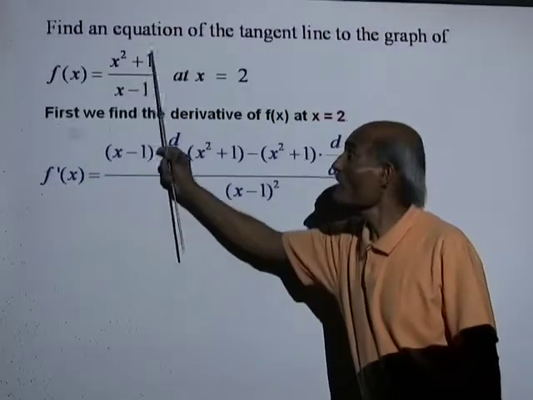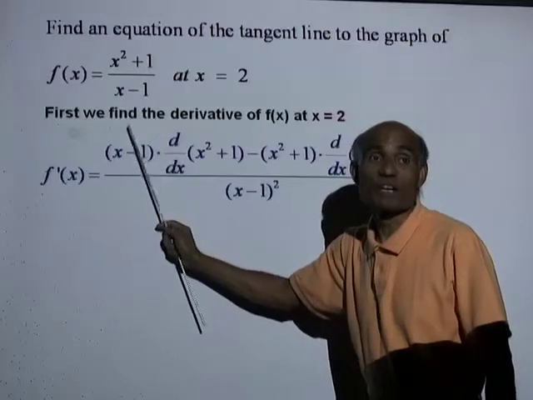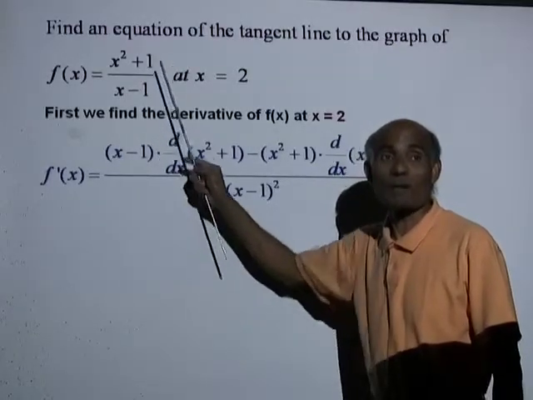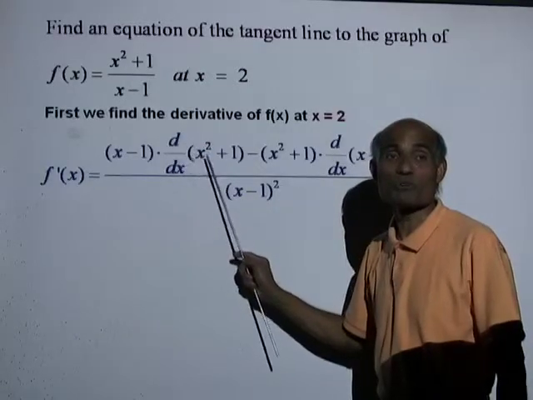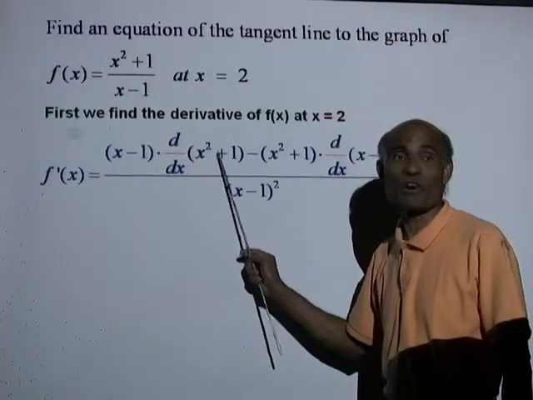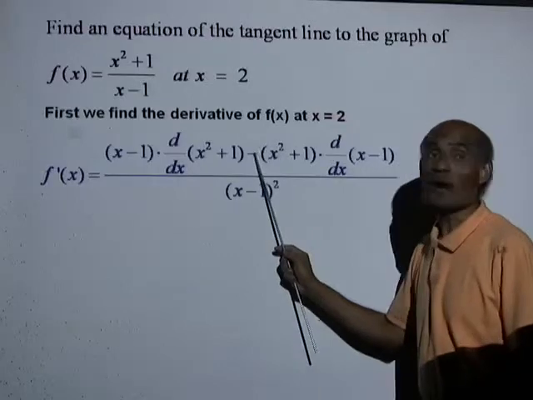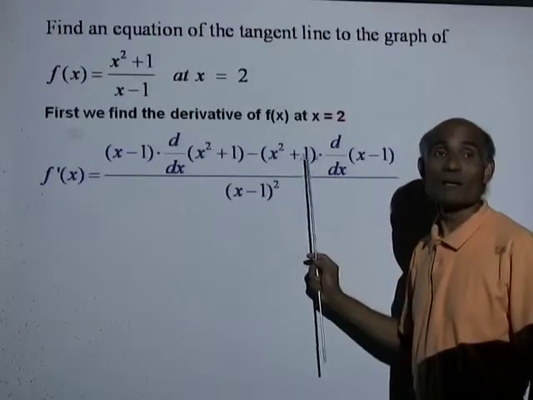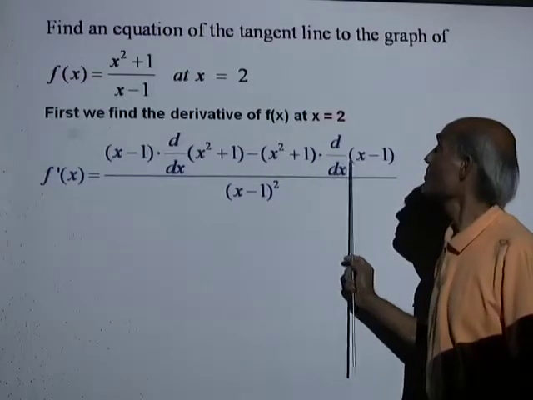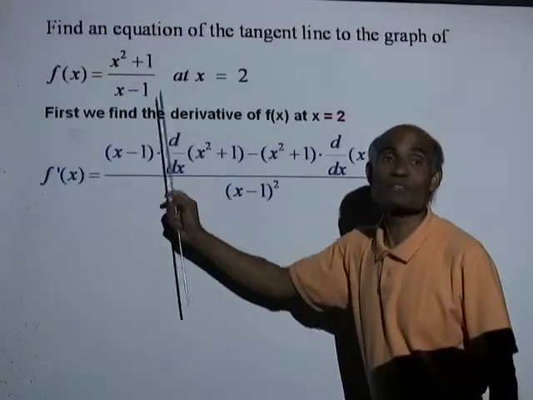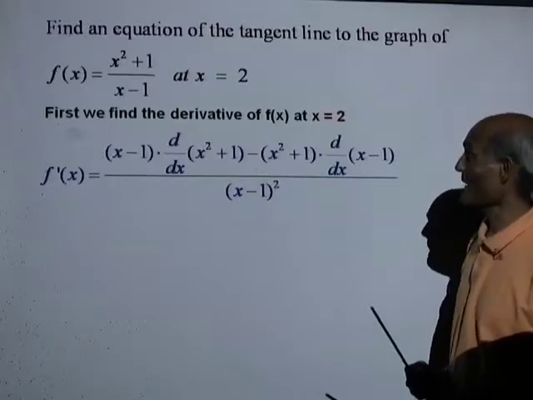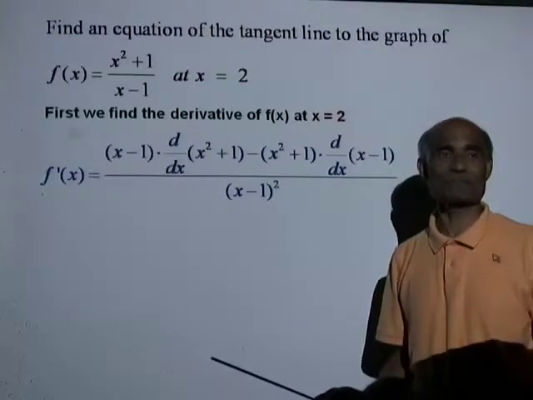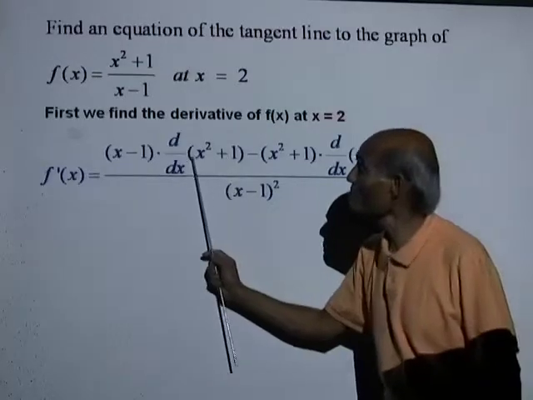The derivative of a quotient is the denominator x minus 1 multiplied by the derivative of the numerator d by dx of x squared plus 1, minus the numerator x squared plus 1 multiplied by the derivative of the denominator d by dx of x minus 1, all over the square of the denominator. Alright, help me do this.